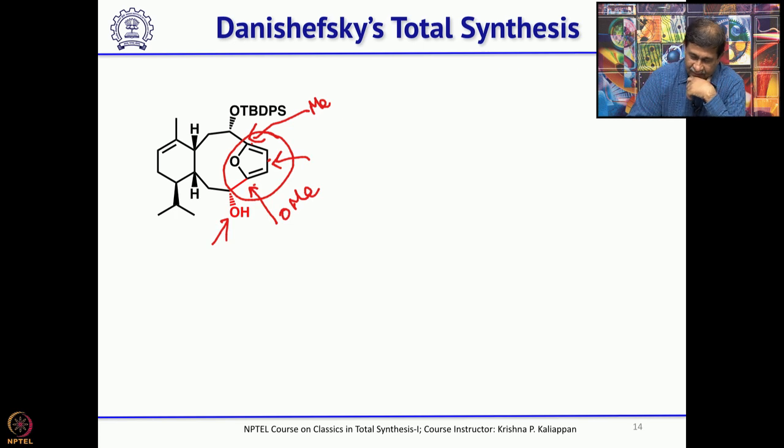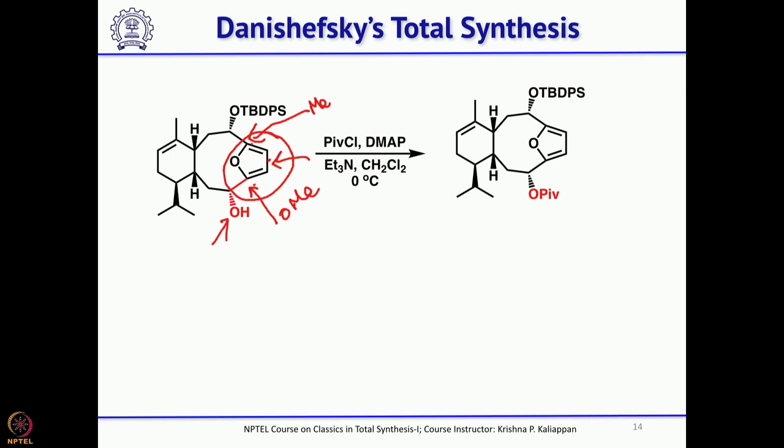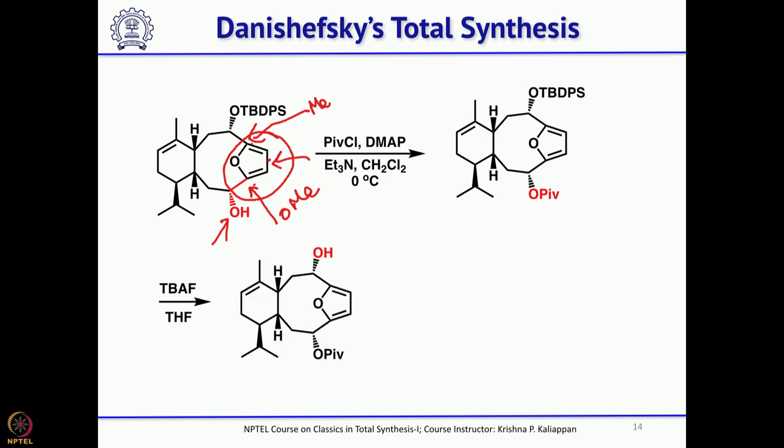Okay. So what did they do? Before you do this, you need to protect the newly formed hydroxyl group. Okay. So that was protected as pivalate ester by treating with pivaloyl chloride. Then you can remove the TBDPS group. Okay. So standard TBAF, tetrabutylammonium fluoride treatment, will remove the TBDPS to give the corresponding alcohol.